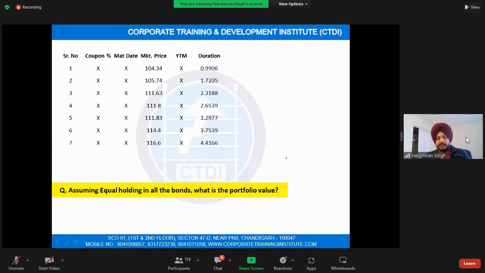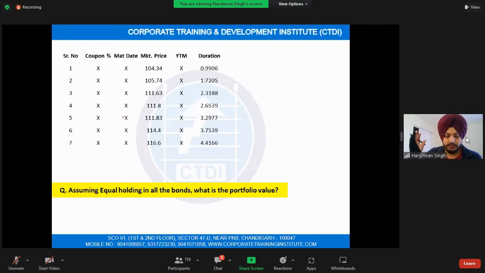Now this question has come in the paper. Now please everybody look here. He gave you data of 7 bonds. Serial number 1, 2, 3, 4, 5, 6, 7. You had coupon for every bond. You had maturity date for every bond, YTM, price and duration. We don't need coupon, maturity or YTM. So I just put XXXXX here because it was such a big question.